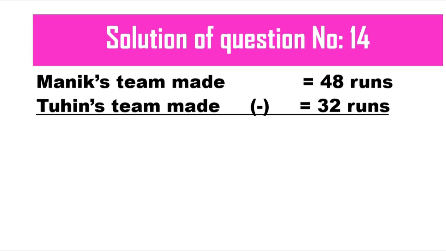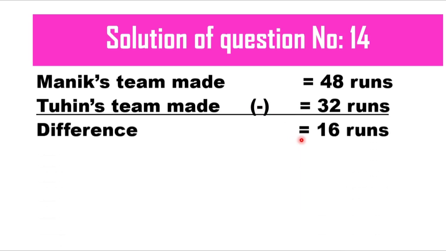I mentioned that because the author was asking you the difference between these two runs, and that is why you should write a minus sign here, and it is a must. So in the final line you should write what the difference is. You should write: difference is equal to 16 runs.